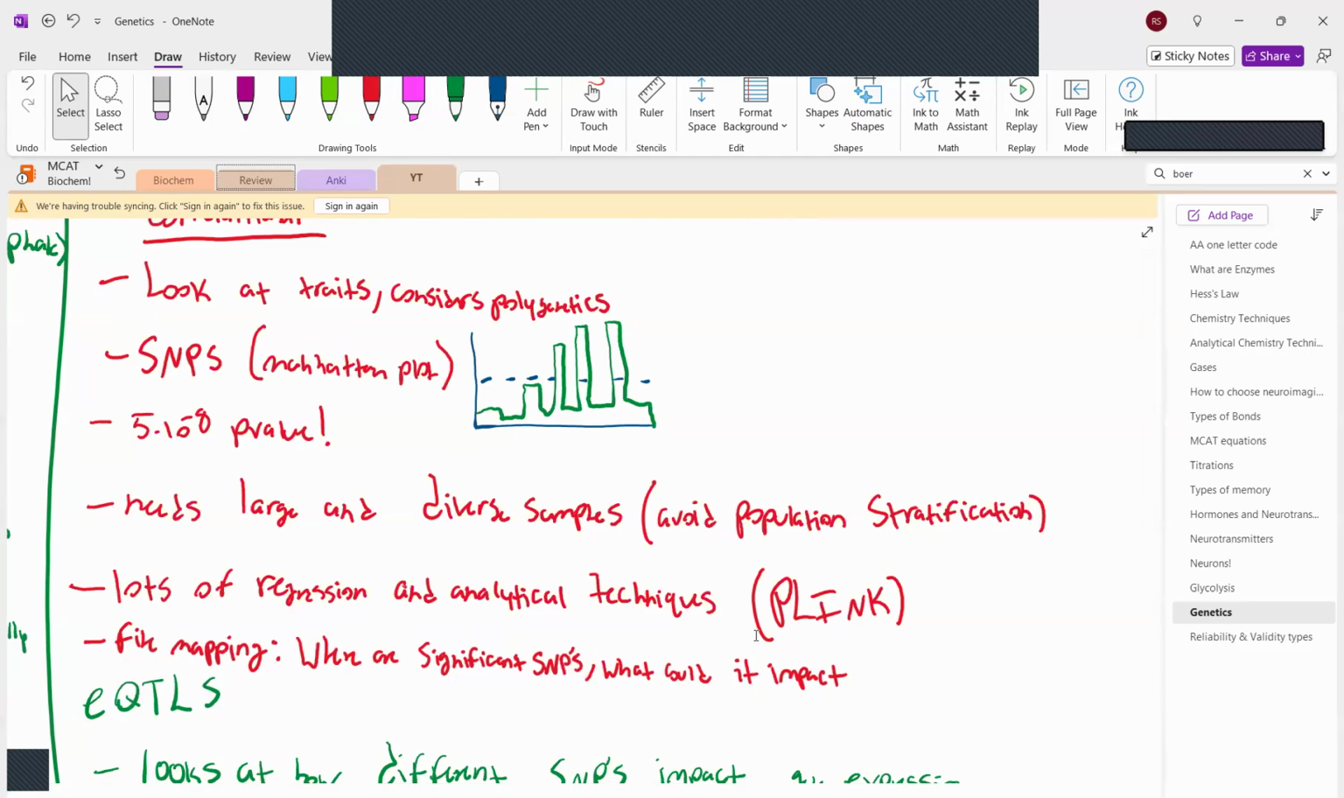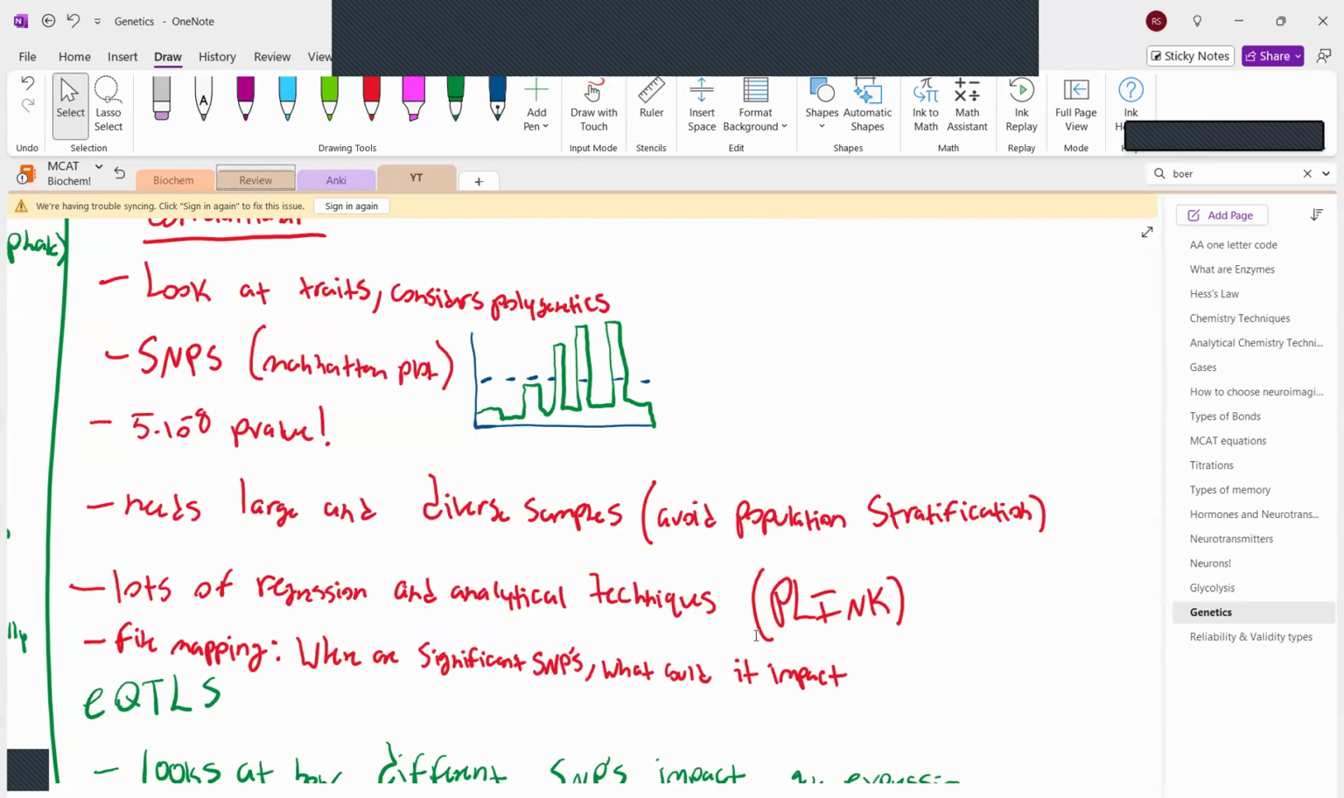It simultaneously runs a bunch of regressions on those SNPs, just to see if that 5 to 10 to the negative eighth p-value could show some significance. Yeah, there's also fine mapping, which is another technique that a lot of GWAS studies use.